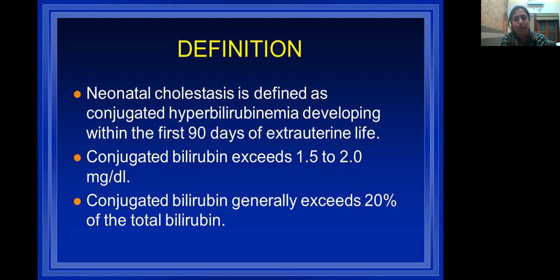Coming to the definition proper, neonatal cholestasis is defined as conjugated hyperbilirubinemia developing within the first 90 days of extrauterine life. Or as per Nelson, neonatal cholestasis is biochemically defined as conjugated hyperbilirubinemia or jaundice persisting for more than 14 days of life. Here the conjugated bilirubin exceeds 1.5 to 2 milligrams per deciliter, and it is defined as conjugated hyperbilirubinemia when the conjugated bilirubin generally exceeds 20% of the total bilirubin.